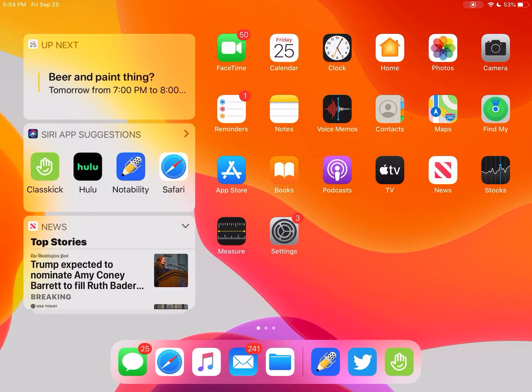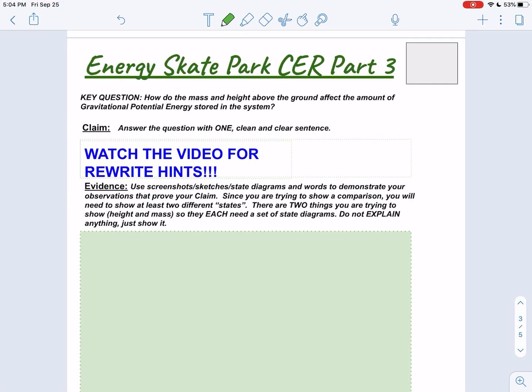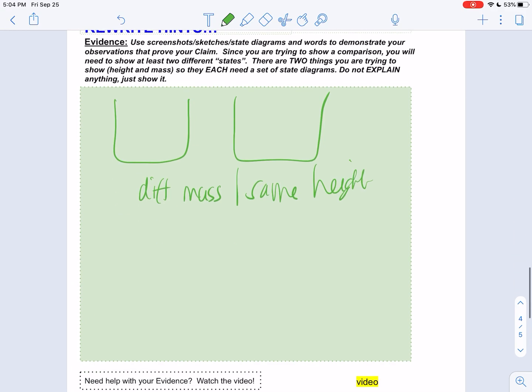So for part 3, again, I'm going to have 4 screenshots. I'm going to have one set that has different masses at the same height. And then I'm going to have another set of screenshots that have different heights, same mass.